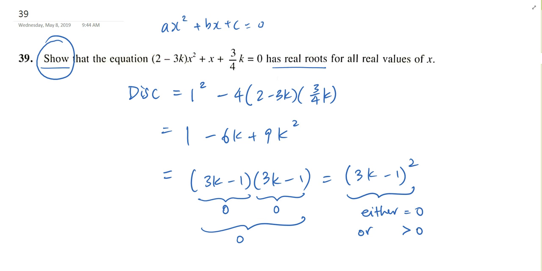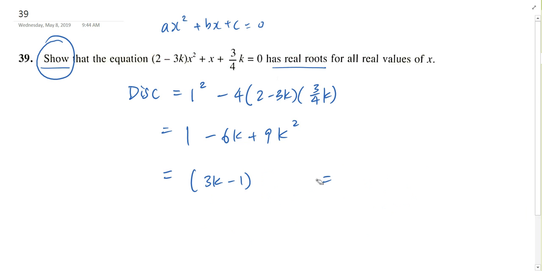So at this step, you are supposed to be able to do all this in your mind. At this part, you should be able to conclude that it is greater than or equal to 0. This is where you put the inequality, not at the first step. So over here, we say shown. Because you have shown that the discriminant is greater than or equal to 0 already, so it has real roots.